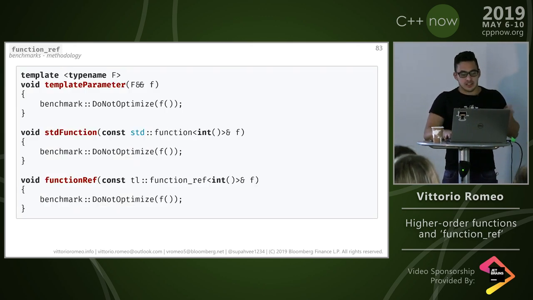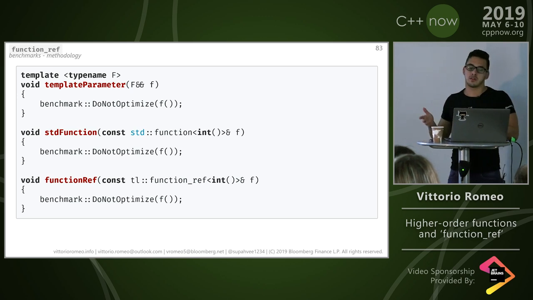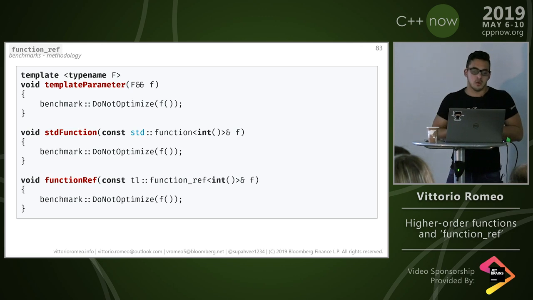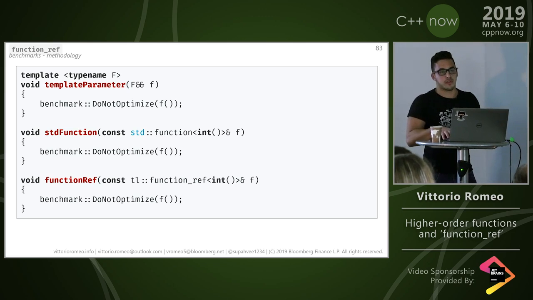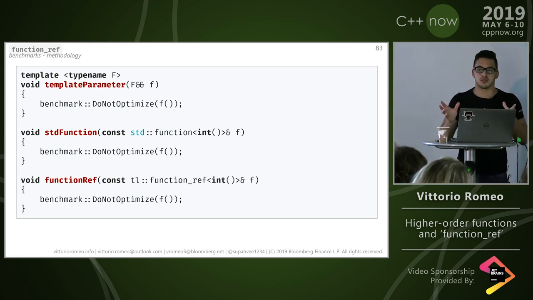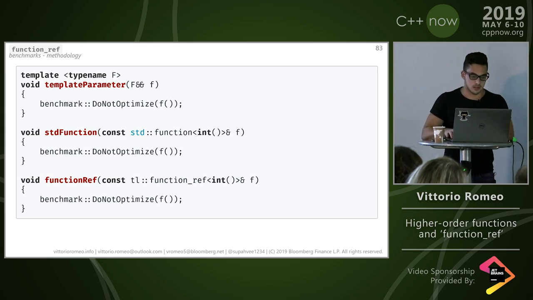So this looks a little bit like this. We have a bunch of benchmarks. The first one just takes the template parameter and calls it. Second one takes the std::function and calls it, and so on and so on. So what we're simply benchmarking is the overhead of the abstraction itself. And we use this DoNotOptimize thing, which prevents the compiler from doing crazy optimizations, like removing this if it doesn't have any side effect.